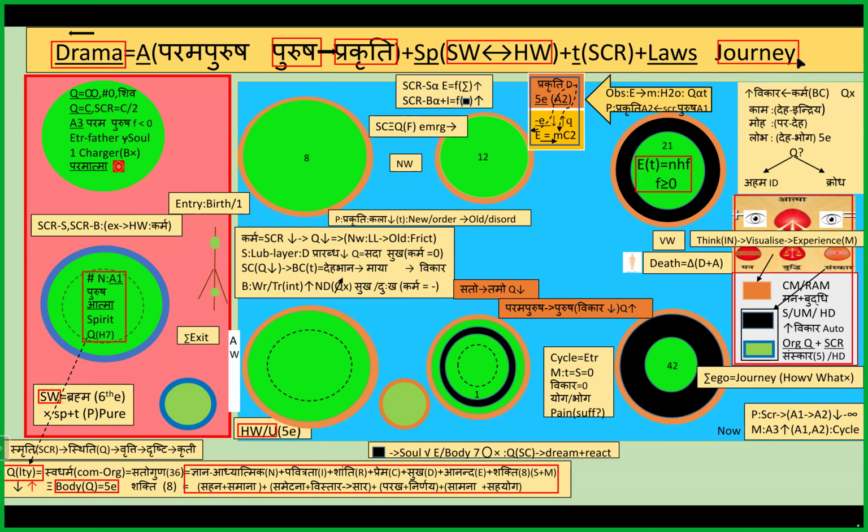Now we'll talk about the journey. A drama has actors, a space, time, and laws. So now we are going to talk about the laws of the journey. This journey is from the soul world to the human world, to and fro. That is the journey. In the journey, this is RT, the religious tree.